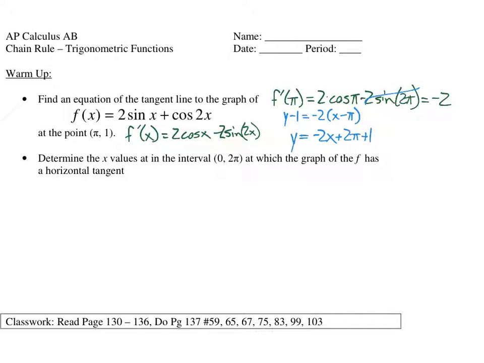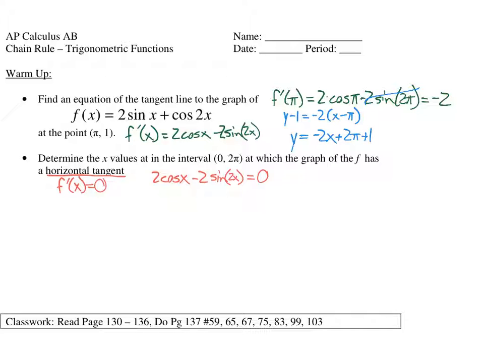Alright, now our second example: determine the x values in the interval from 0 to 2 pi at which the graph of the function has a horizontal tangent. Right? Well, when you see horizontal tangent, you ought to automatically think, hey, the derivative has to equal 0. So we already have the derivative up there. It's 2 cosine x minus 2 times the sine of 2x. And that's going to equal 0.